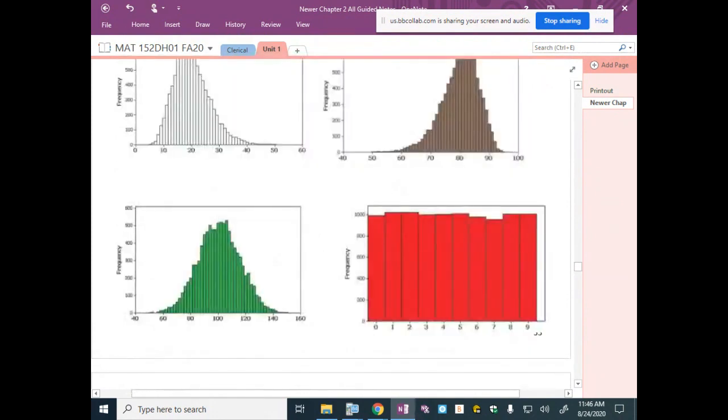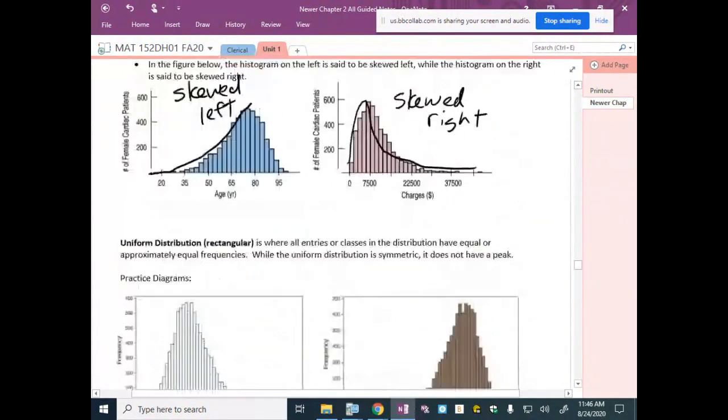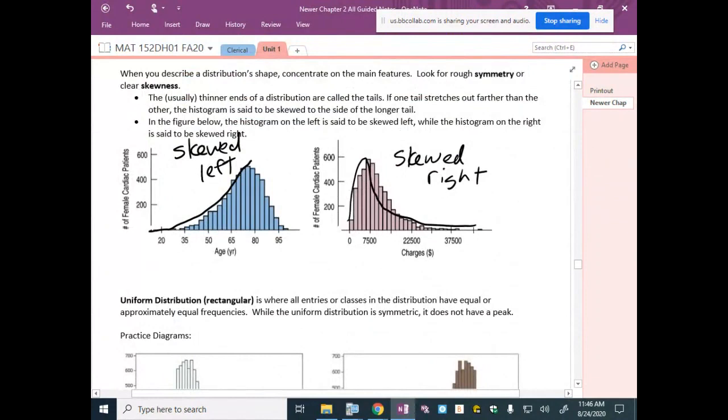I'll give you about 2 minutes and see if you can figure out these on the next page. And word to the wise, you will see a problem like that on your test.